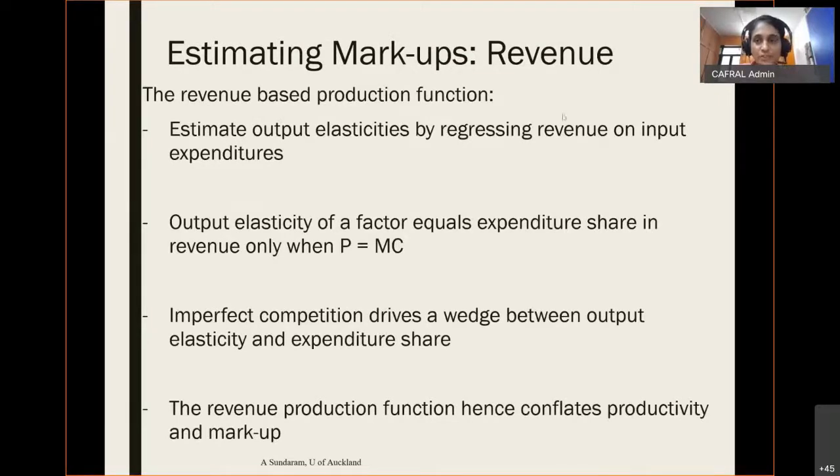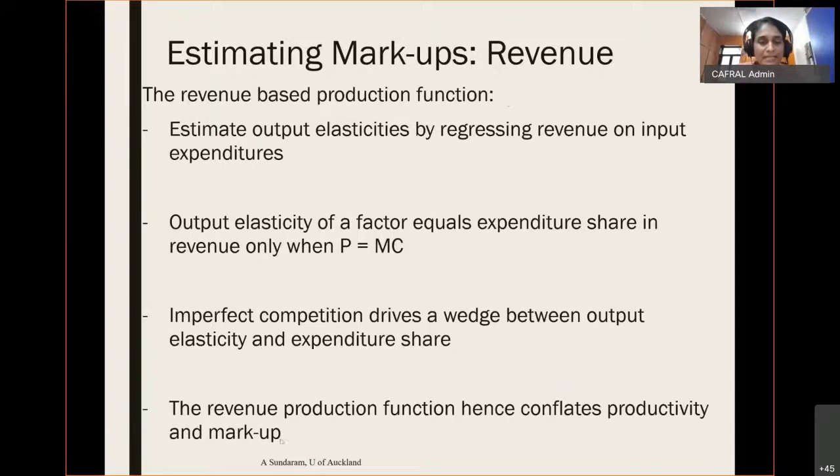There are two ways to do this. One is a revenue-based production function, and the other is a physical productivity production function, right? For the revenue-based production function, you're going to be estimating these betas. The betas are also called output elasticities, because they're tracking, if you change an input a little bit, how much does output change, right? That's what your betas are doing in that production function. So these are called the output elasticities, and you can recover them from revenue production functions.